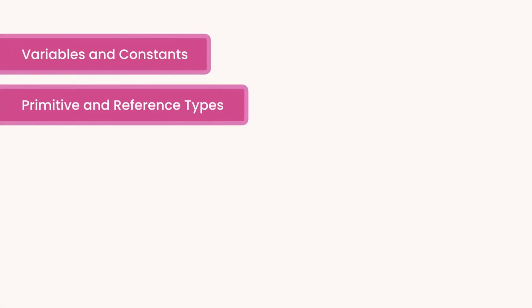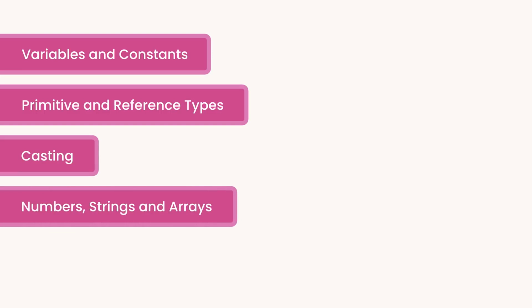In this section, we're going to look at the fundamentals of programming in Java. You're going to learn about variables and constants, primitive and reference types. You're going to learn about casting or type conversion. You will learn how to work with numbers, strings, and arrays, and how to read input from the user.